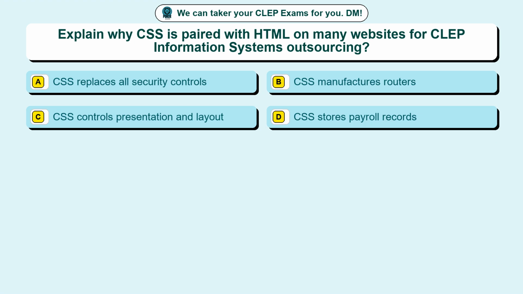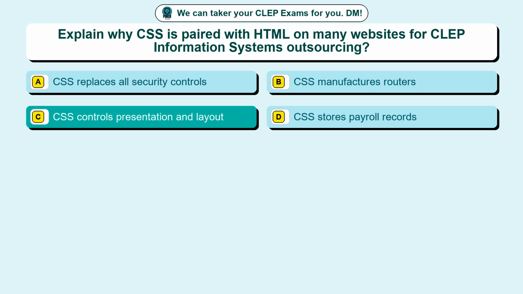Question 35. Explain why CSS is paired with HTML on many websites for CLEP Information Systems outsourcing. Option A, CSS replaces all security controls. Option B, CSS manufactures routers. Option C, CSS controls presentation and layout. Option D, CSS stores payroll records. The correct answer is option C, CSS controls presentation and layout.